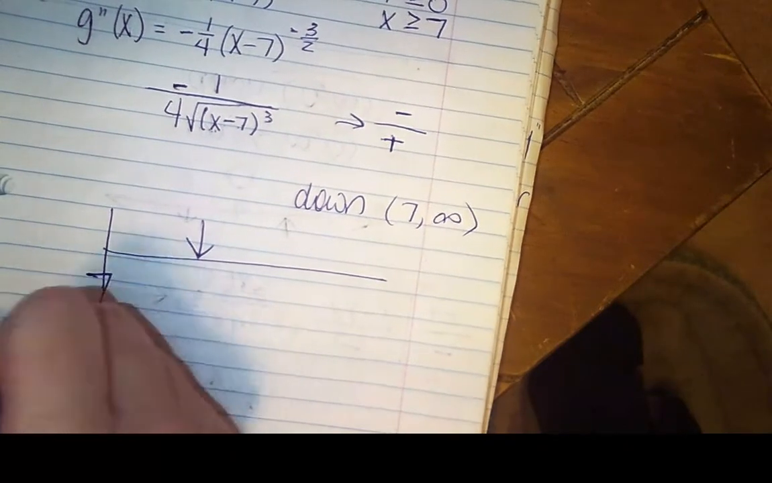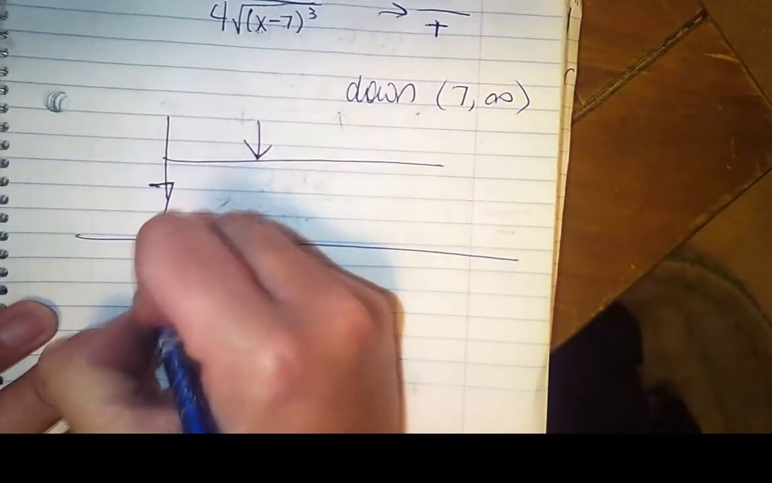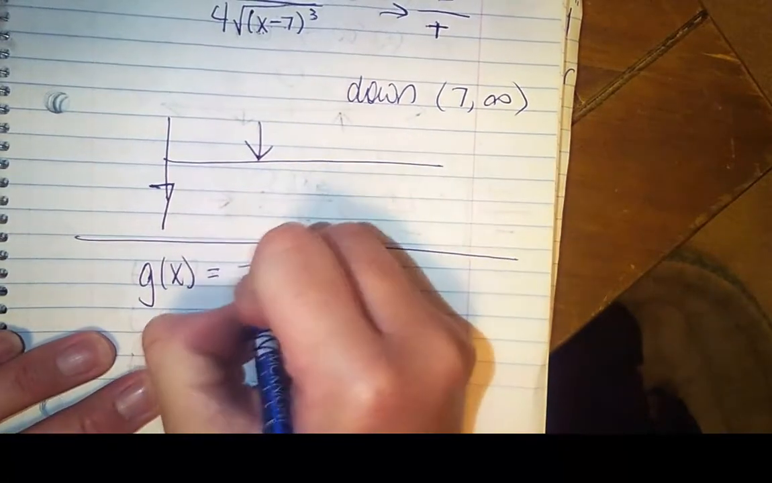Now, we are going to find inflection points. So those were the two scary ones. Now we're going to find inflection points. So I've got g of x equals 7x to the 3rd minus 3x.